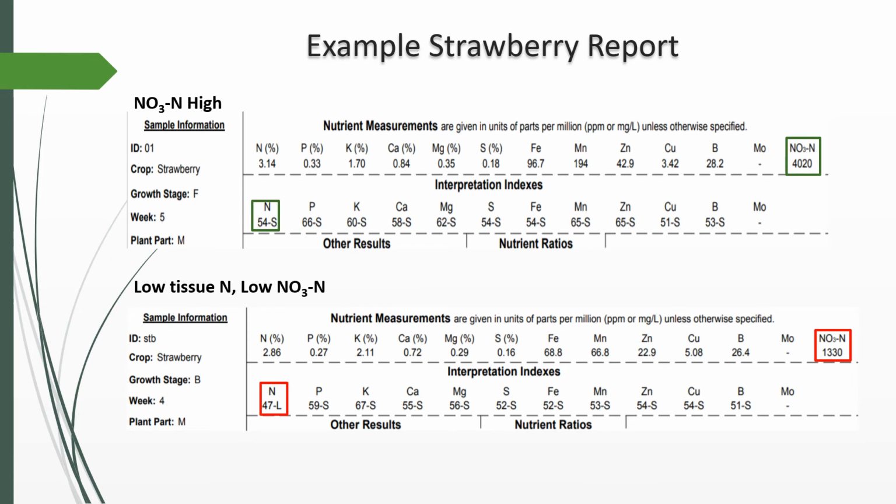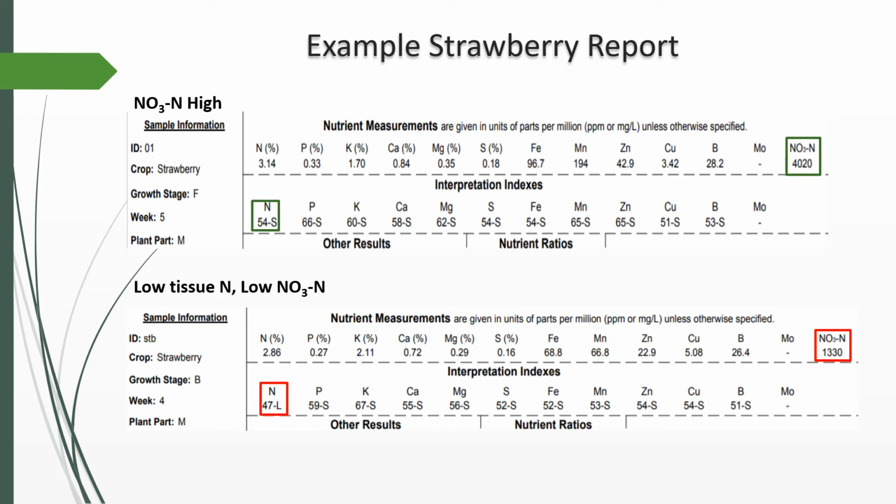Now we will go over some nitrogen reports. In the first example, the report is shown with sufficient tissue nitrogen, which is at a sufficient index of 54, but a high petiole nitrogen based on the stage of growth and week indicated. The stage of growth was fruiting and the week was 5, and the NO3 level was at 4020.